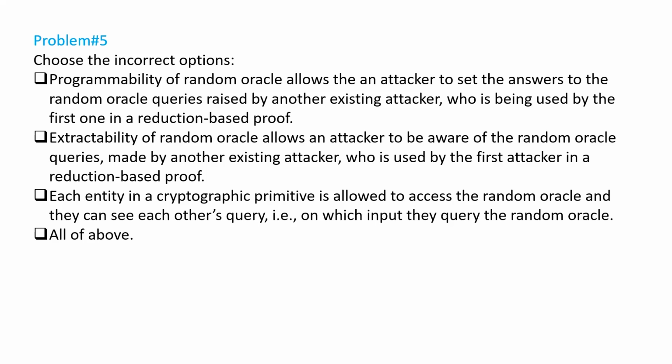Each entity in a cryptographic primitive is allowed to access the random oracle and they can see each other's query. That is, on which input they query the random oracle, and all of the above. You would like to answer?